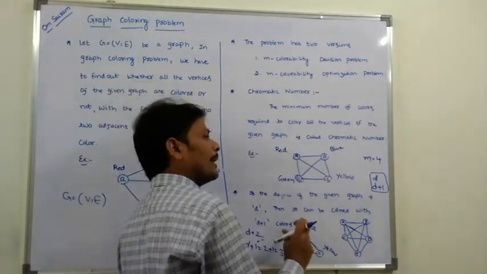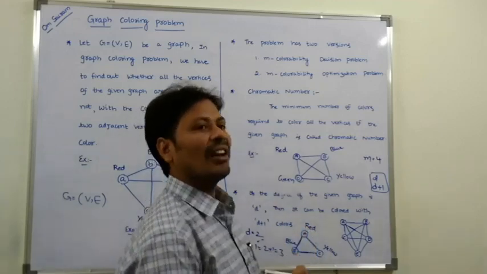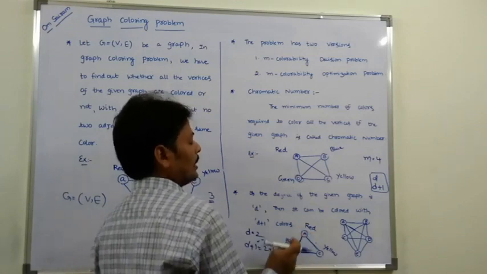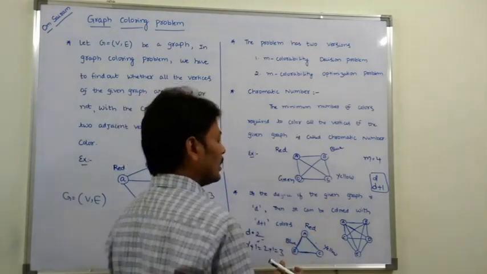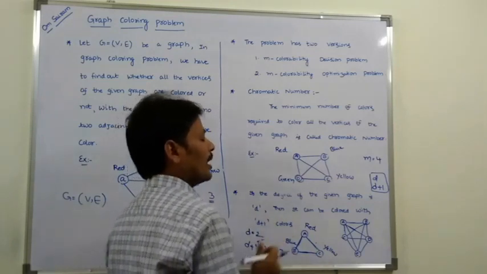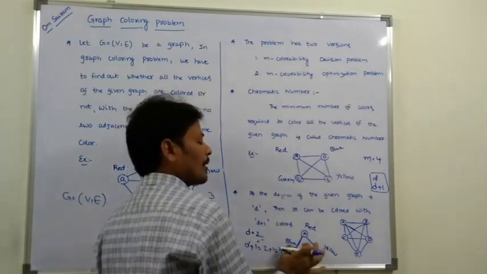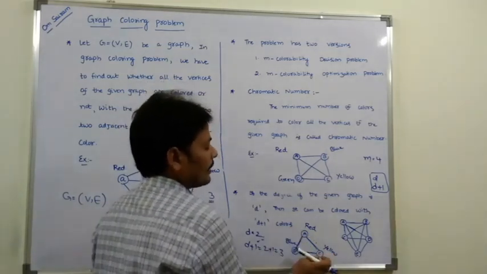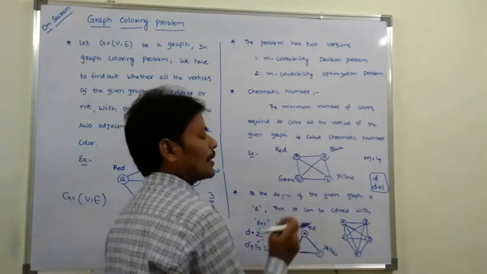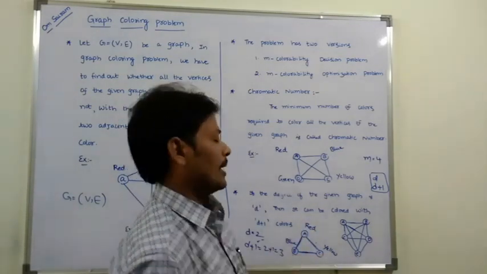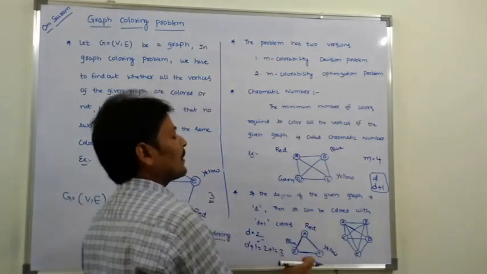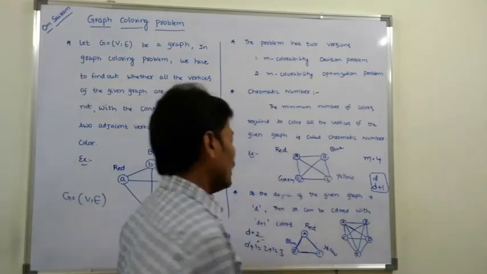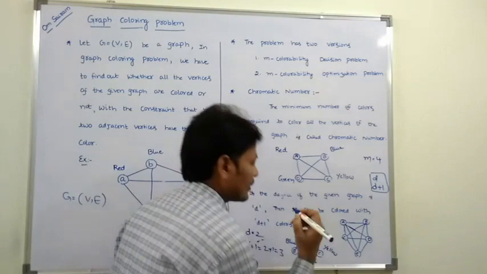So check whether any two adjacent vertices have the same color or not. Considering vertex A and vertex B, these two vertices do not use the same color. Condition satisfied. Vertex B and vertex C, these two vertices do not use the same color. Condition is satisfied. Vertex A and vertex C, these two vertices do not use the same color. Condition is satisfied. So how many colors are used to color all the vertices of the given graph? That is M is equal to 3 colors.